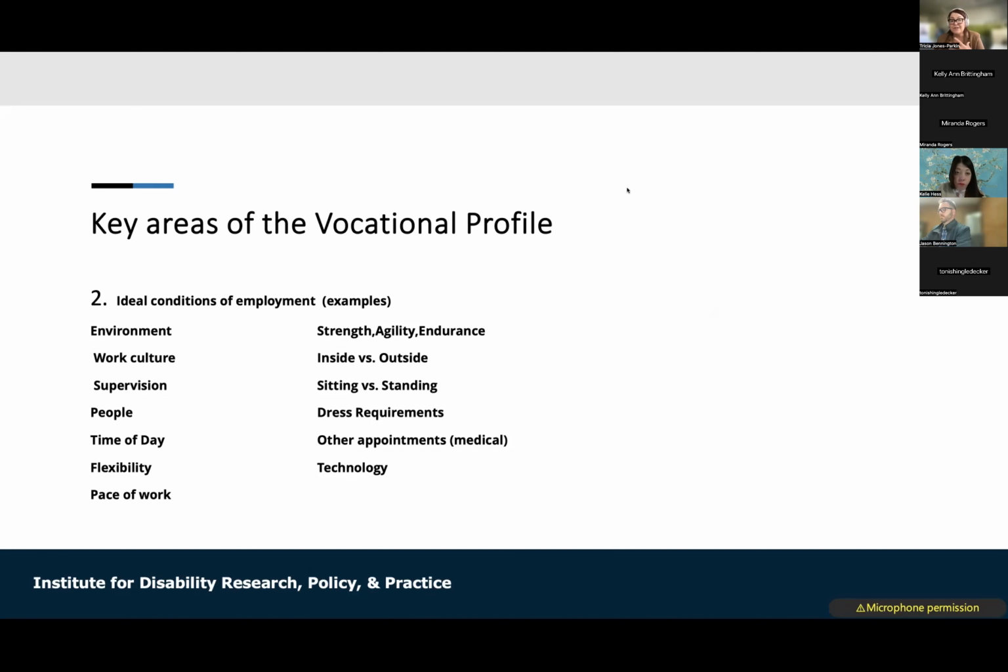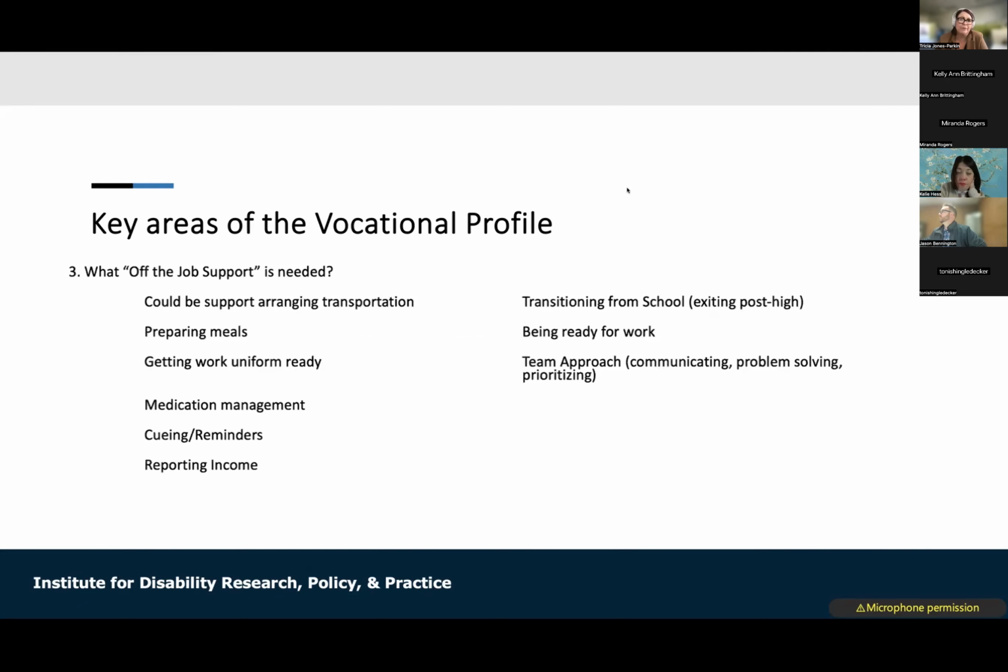Somebody working inside versus outside, or a combination, sitting or standing, right? All of these kinds of things. Does somebody need flexibility in terms of accommodating quite a few medical appointments, or a standing physical therapy appointment they have to go to, or can this place of business accommodate that? And then what about technology? Is that incorporated into the workspace, or is that something that can be accommodated? Those are all just things to think about.